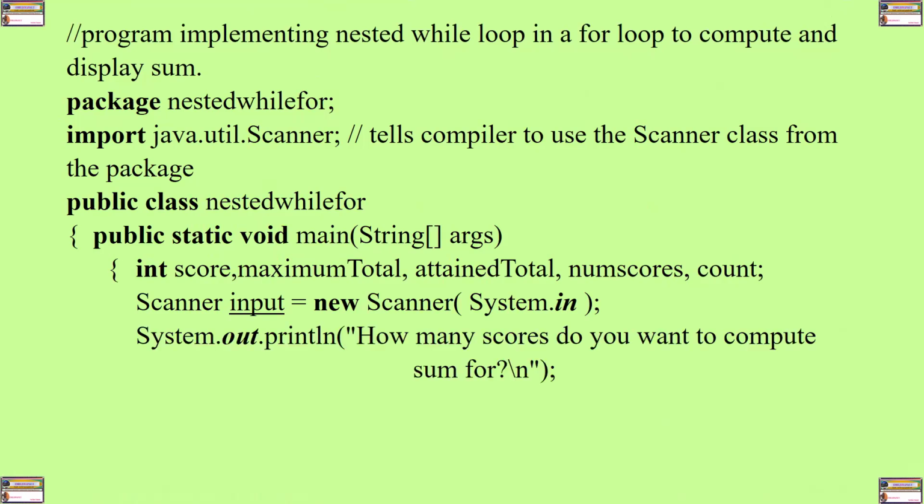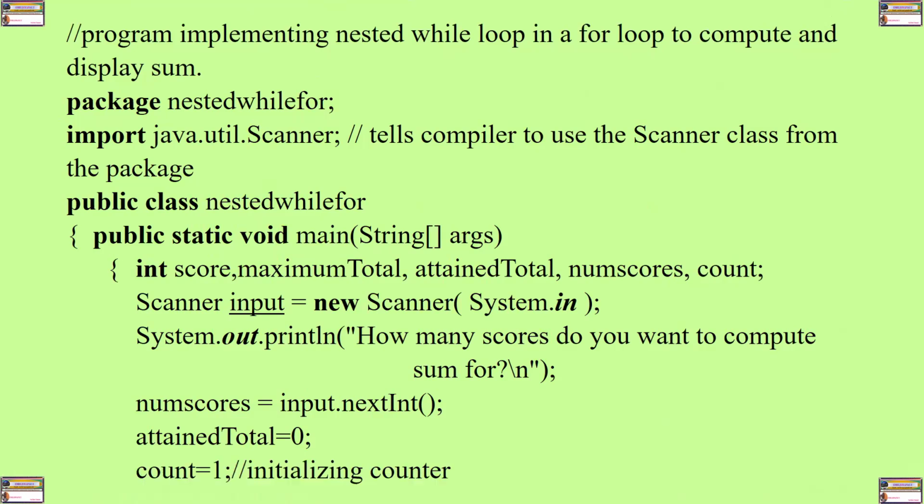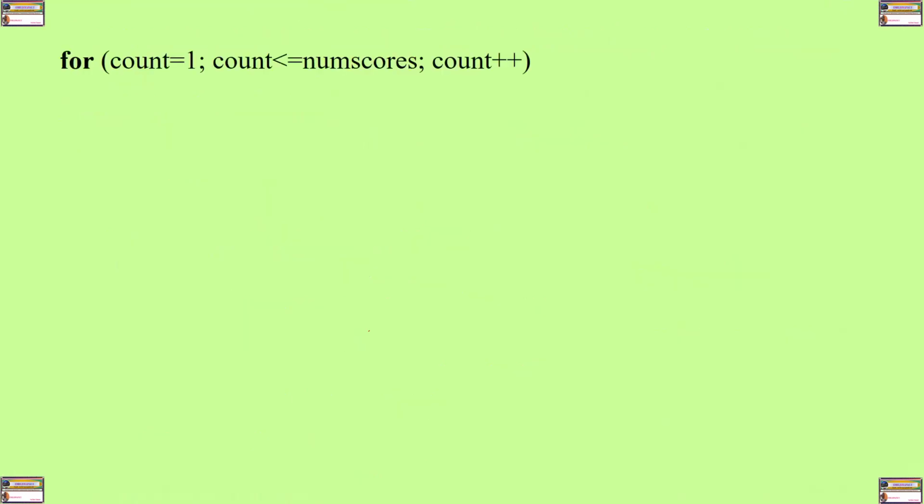Then we prompt the user for the number of scores that we would like to compute the sum for. We read that value and store it in the memory location called numScores. We initialize the attainTotal variable to 0. We initialize the counter to 1. And then we perform our for loop. So we initialize our counter, count, to 1. We check if the value of count is less than or equal to numScores.